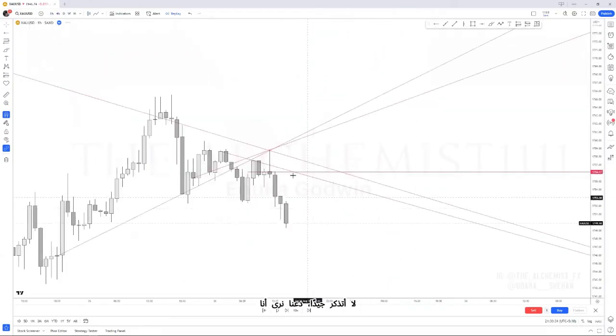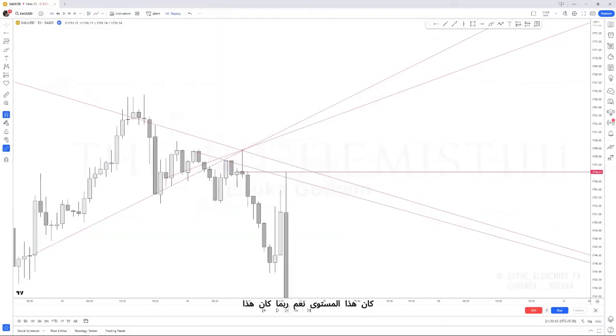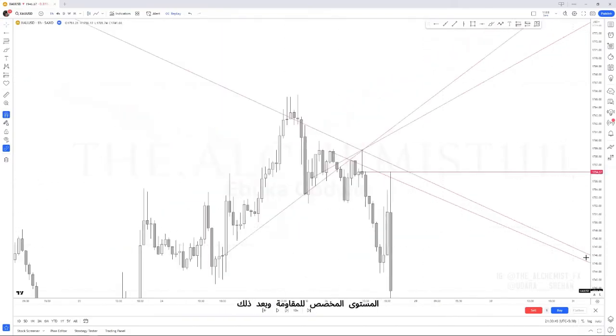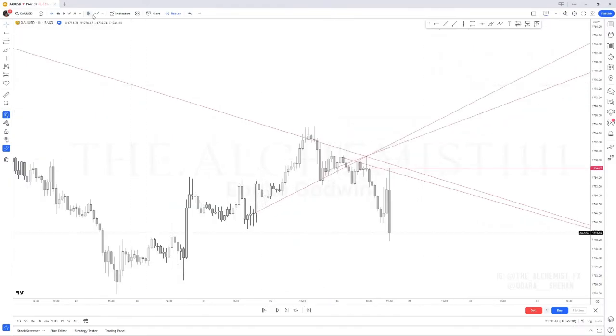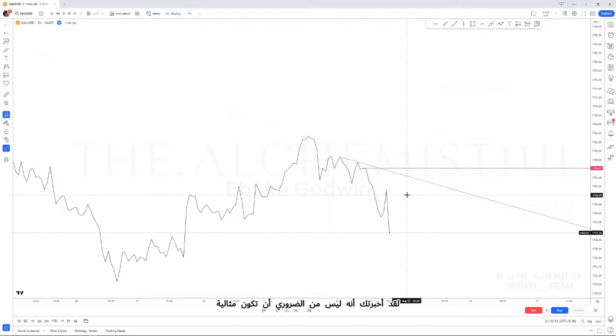Let's see. I think not this one. I drew some trend line. I don't know if it was perfectly there. I think it was this level. Yeah, maybe this was the level. H4 resistance, and then this continuation trend line wasn't perfect. That's okay. Like I told you, it doesn't have to be perfect.